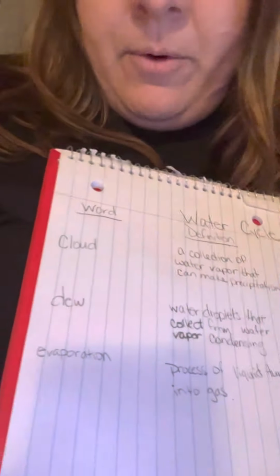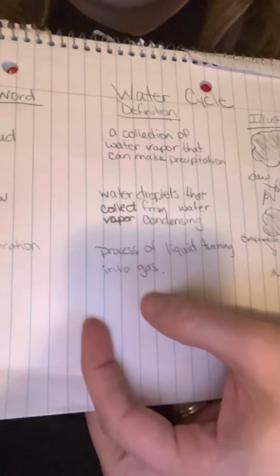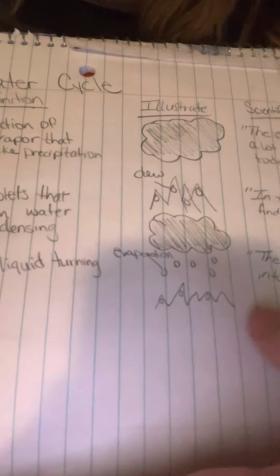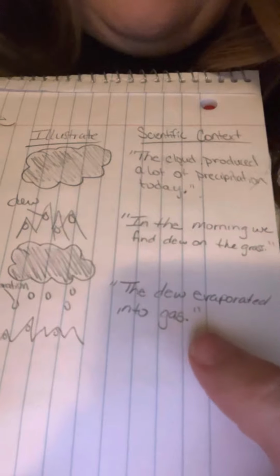So for example, let's do evaporation. Evaporation is the process of liquid turning into gas. My illustration shows the grass where the dew is lifting up into the cloud for evaporation. And then my sentence or scientific context would be, the dew evaporated into gas.